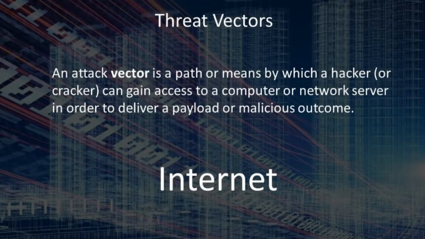We're going to talk a lot about threat vectors. A threat vector is basically the path or the means by which a hacker can make their way into your network. And there's three really big threat vectors that we'll talk about. And we'll talk about them one by one. The first one, probably the most obvious one, is of course the internet. Anything that's internet facing is going to be targeted. There's no doubt about it.